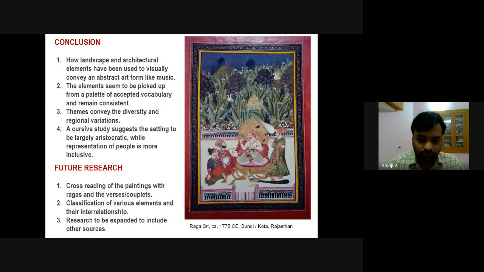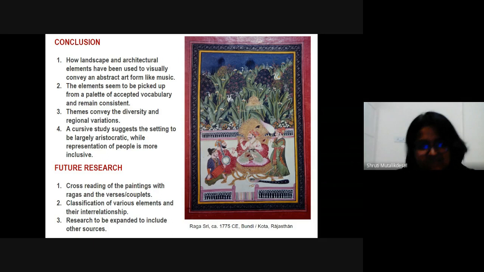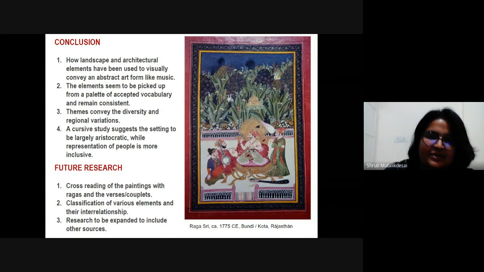And for future study, because this was just an initial study, we wish to take it forward and perhaps do a larger research on this, where we intend to do cross-reading of these paintings with various ragas, verses, and couplets to see if the painting exactly depicts what the raga is trying to say. A classification of various elements and their interrelationship. We have been only looking at certain elements, so we want to see if there are more and what is the interrelationship between these and how they are interconnected with the raga. And the research currently only relies on the Claus-Ebeling collection from Cornell University. So we intend to look at other sources which also have a collection of the Ragmala paintings.